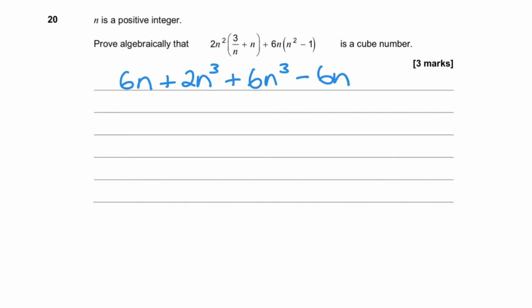So let's gather up our like terms. So we've got 6n minus 6n, so that's no n. 2n cubed plus 6n cubed gives us 8n cubed.